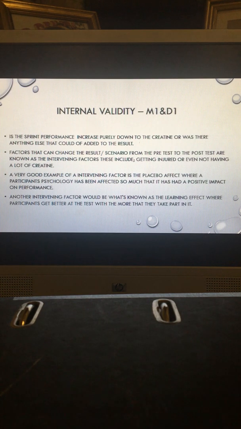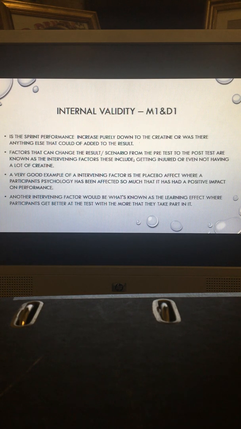A good example of an intervening factor is the placebo effect, which is a psychological trick into making them believe that improvements will be made even though a placebo has nothing in it to improve performance. In this case, the creatine might not really improve performance, but because participants are led to believe it does, it may not give results that say otherwise.